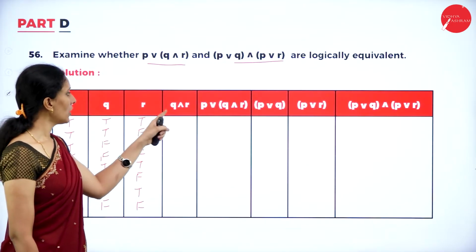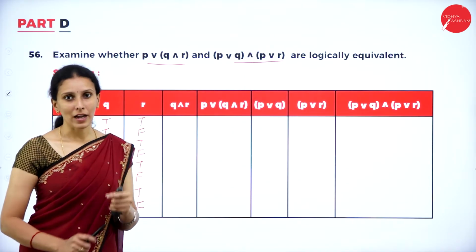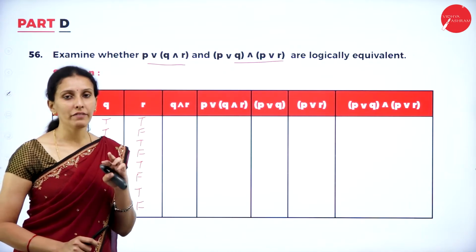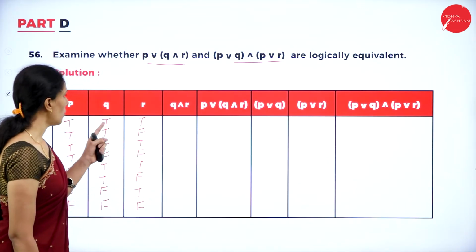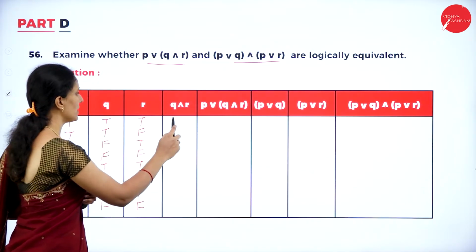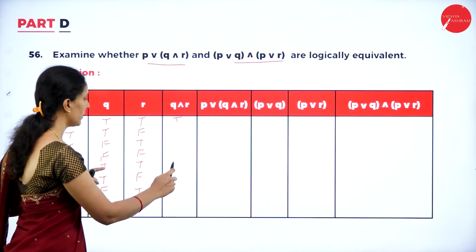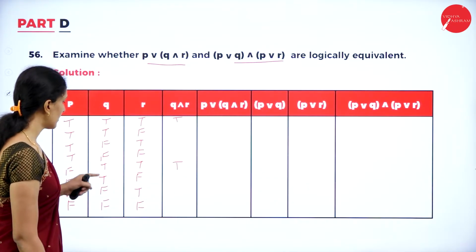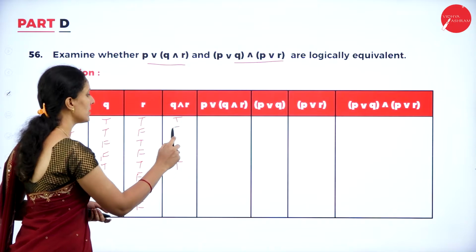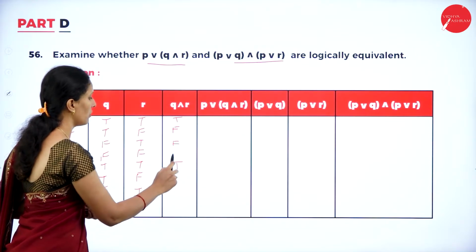Now let's see Q and R. And is nothing but conjunction. It is true only when both the statements are true. So where it is true? So in the first one and here in the fifth case and in all other cases you can take it as false.